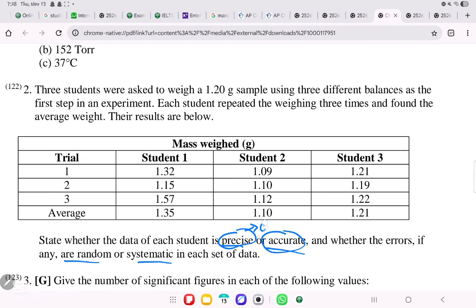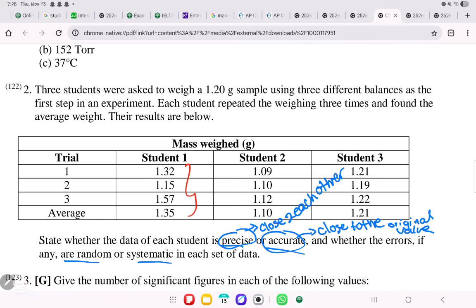Precise means that the answers are close to each other, whereas accurate means that the answers are close to the original value. So, for example, let us decide whether student 1 has precise and or accurate values.